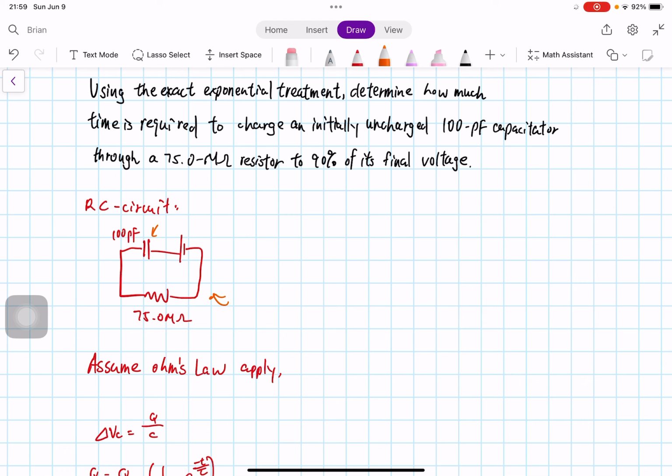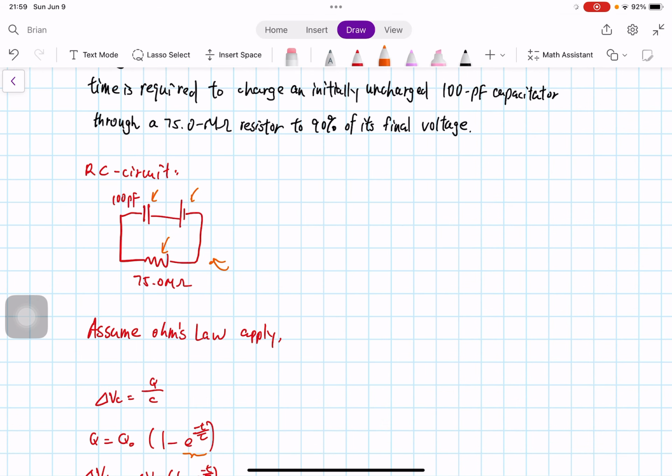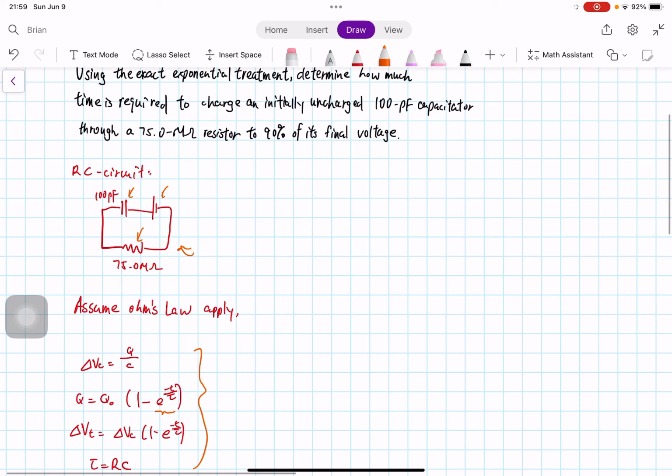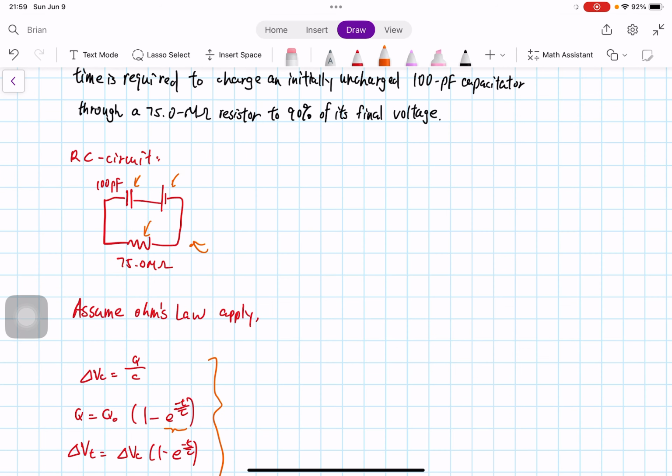So this one's the capacitor, this one's the battery, and this one's the ohmic device, the resistor. I have to assume Ohm's law applies in order to use the equations I'm going to use in here. So Ohm's law applied means that the resistor is not changing its resistance, and I'm assuming that there's no internal resistance between the wires.